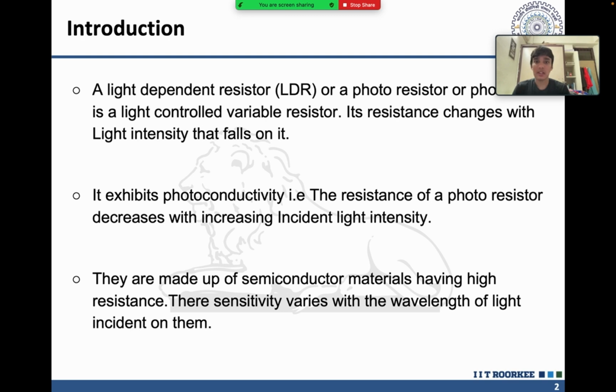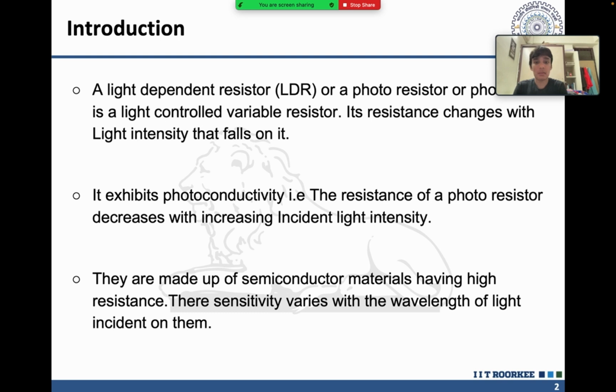So, a light dependent resistor, LDR, or a photoresistor or a photocell, is a light controlled variable resistor. That is, its resistance changes with the light intensity that is falling on it. So an LDR exhibits photoconductivity. And what is photoconductivity? It is that the resistance of that LDR decreases with the increasing incident light intensity.